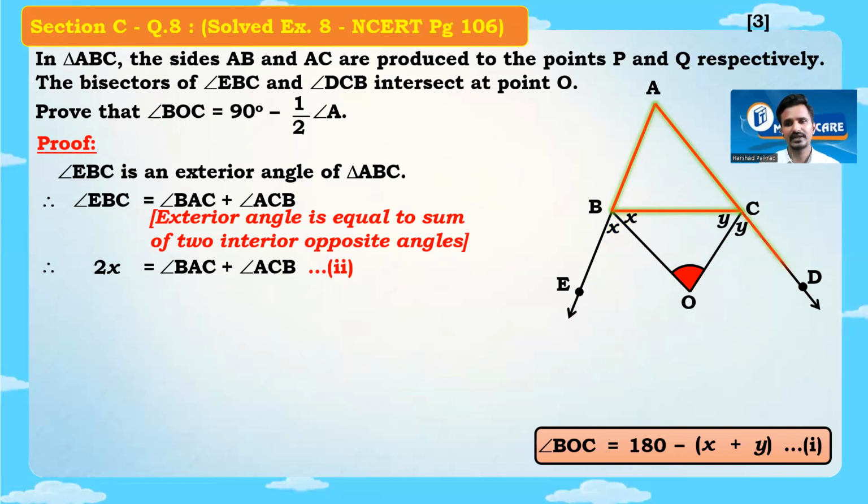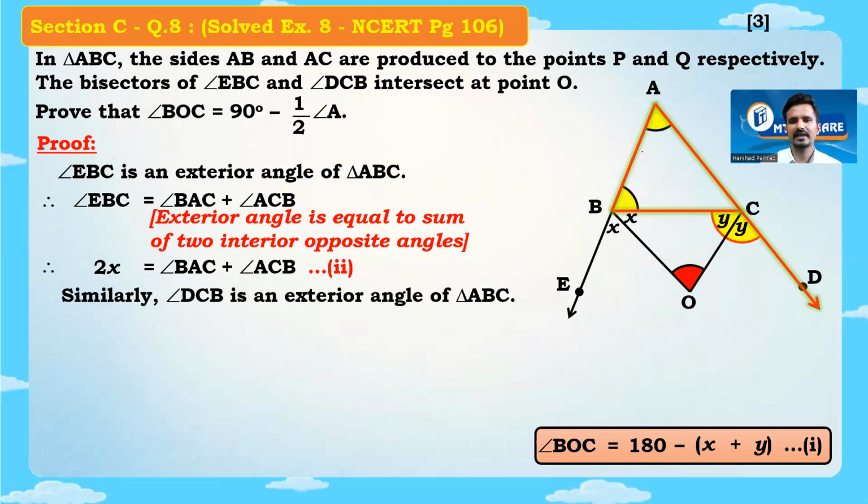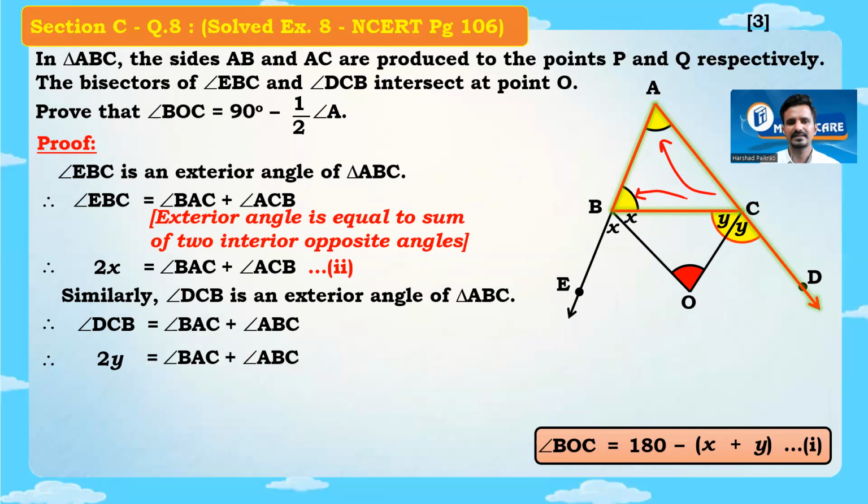We also have another exterior angle, that is angle BCD. For angle BCD, the interior opposite angles are angle A and angle B. So we have to add them. So we get angle BCD, or we can call it DCB. Angle DCB is equal to angle BAC plus angle ABC. And that is again the same reason, the exterior angle is equal to the sum of two interior opposite angles. So we can say 2y is equal to angle BAC plus angle ABC. We get equation number 3.